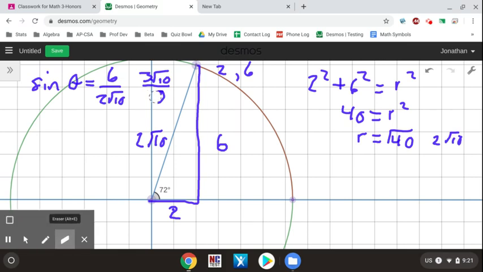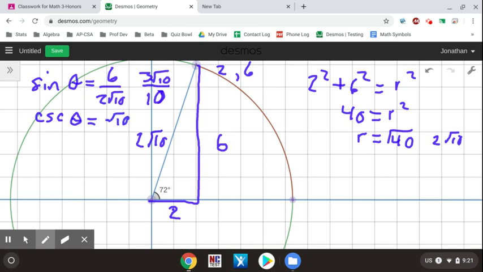Then on the next one, the one that goes with sine is cosecant. The one with an S goes with the one with a C. So cosecant, I would just flip that upside down. So that would have been a root 10 on top and a 3 on the bottom.